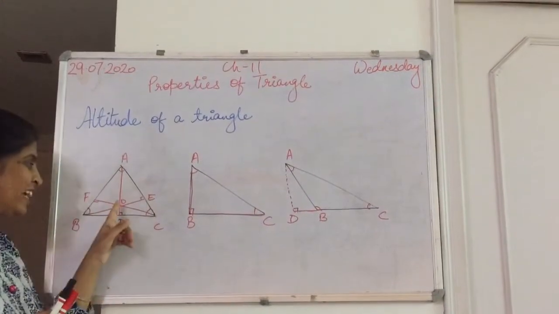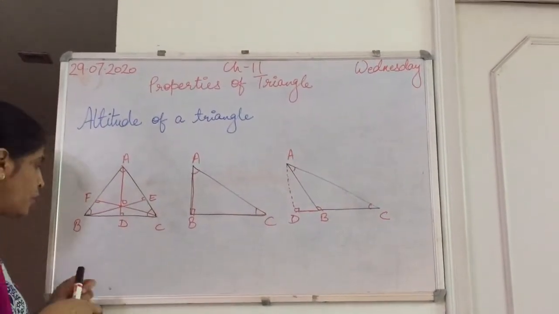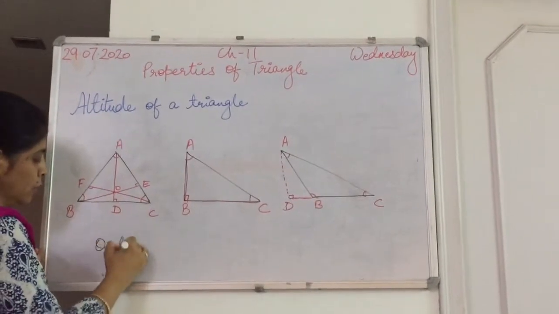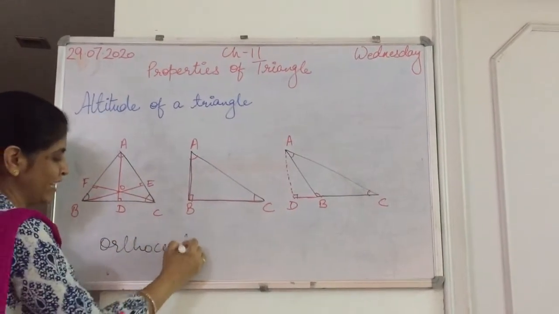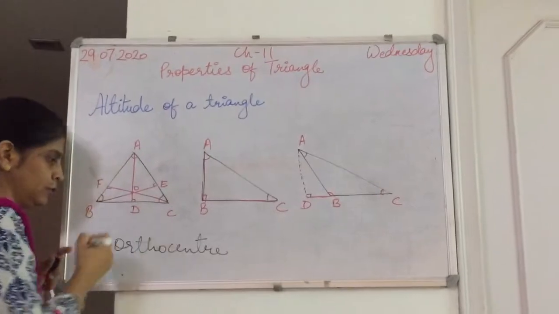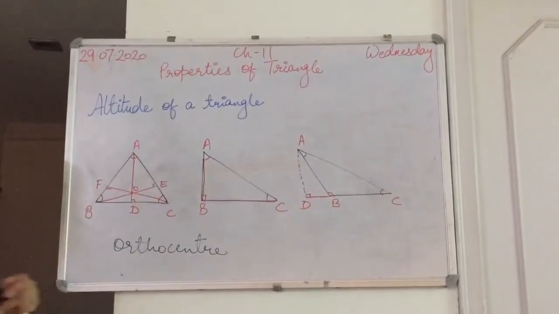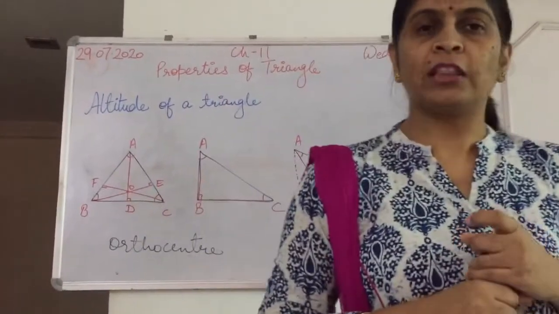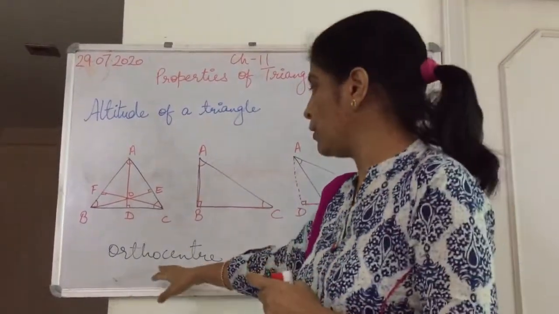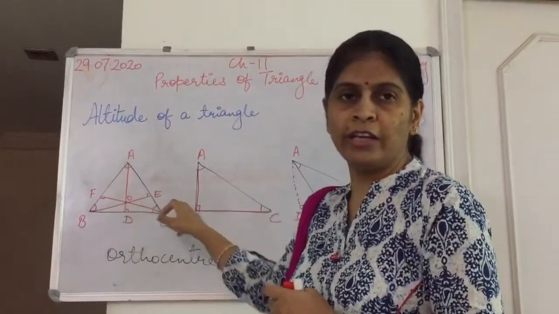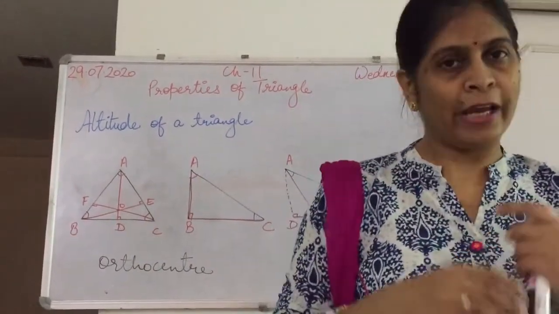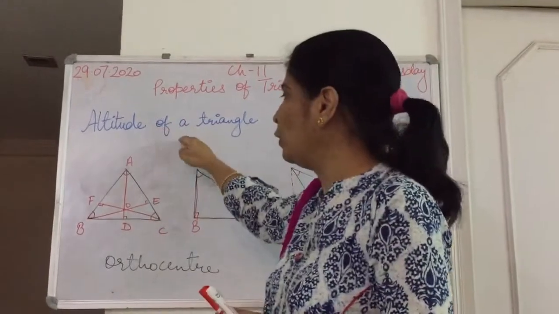Now this center point, where all the 3 altitudes meet, is called the orthocenter. Clear? What is that orthocenter? Orthocenter is nothing but the point where all the 3 altitudes of a triangle meet. Clear?